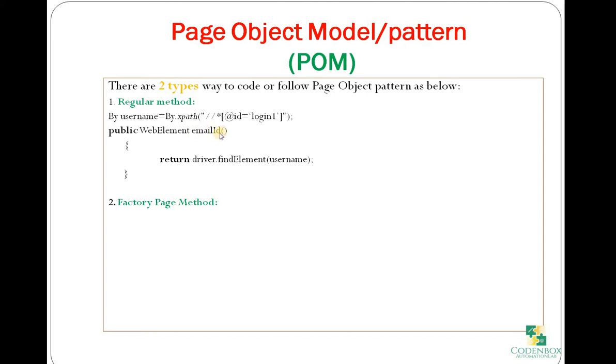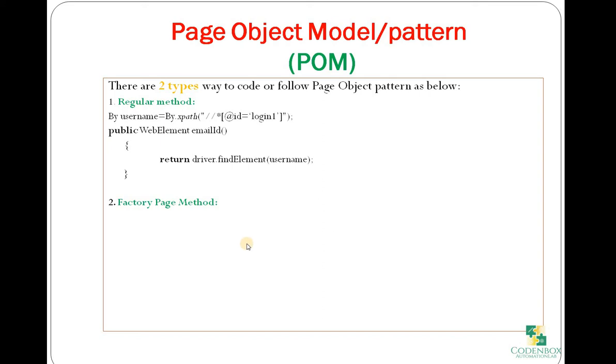So my method name is email ID. Whenever I need to use this username variable, this element in my test cases, I will just call this email ID method. Okay, so that's the magic. It's gonna help us. If I need to change this object, the locator, I will just come over here and change the path. Everywhere will be changed, as this same locator is being used in different test cases. I don't have to go to the test cases individually and update the path there. So next is factory page method.